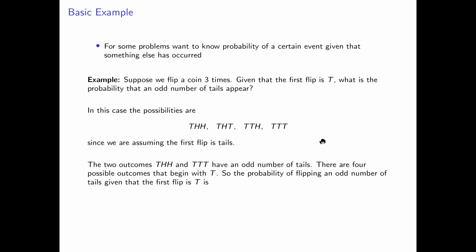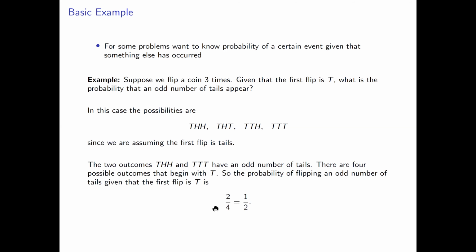Just given our intuition about using the uniform distribution, I have 4 possible sequences of flips that begin with a tail, and out of those 4, 2 of them have an odd number of tails. So if we divide the number of events which have an odd number of tails by the total number of events that begin with a tail, we're dividing 2 by 4, and so we would expect that the probability is just that ratio, which is 1/2.